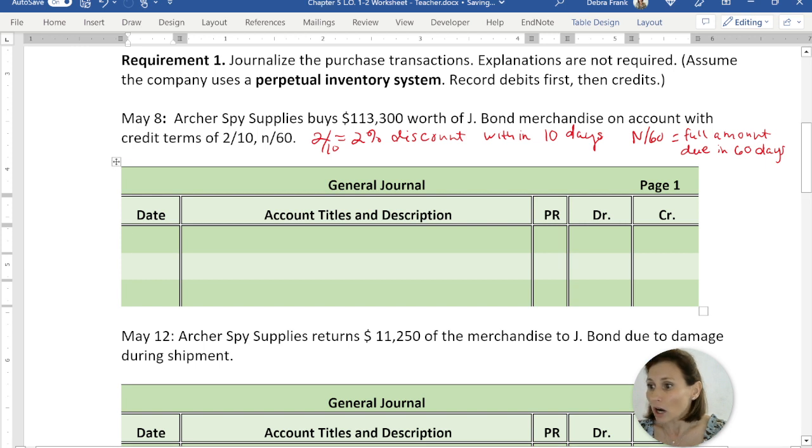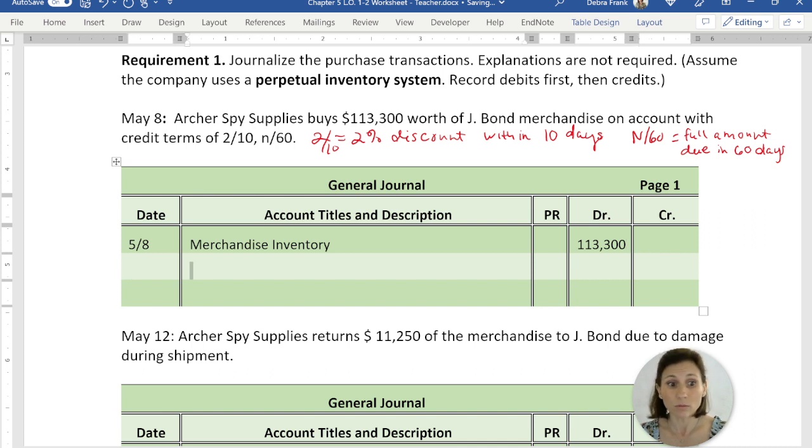So we have here on May 8th, so let's type in our date, May 8th, and they buy $113,300 worth of merchandise. So they're getting inventory at a value of $113,300. Inventory is an asset. It's a debit balance, then, as we're increasing this merchandise inventory account. So merchandise inventory, and it's going to increase by the 113,300. All right, so that's our debit.